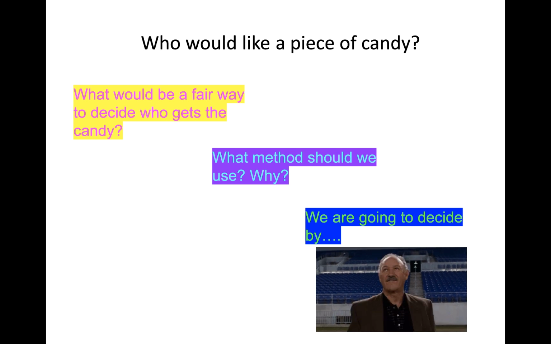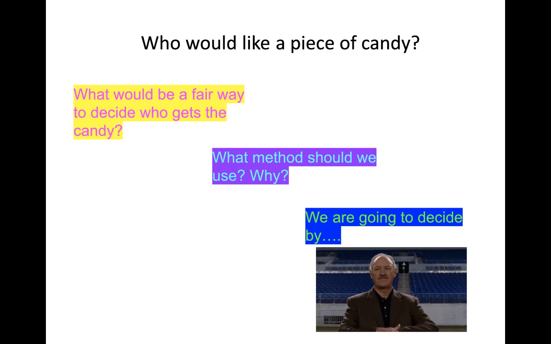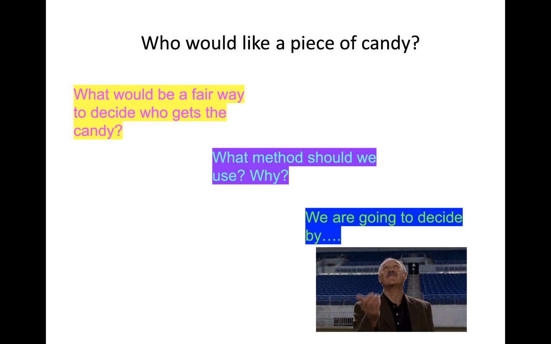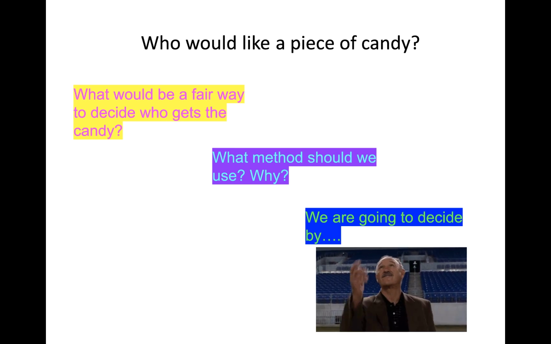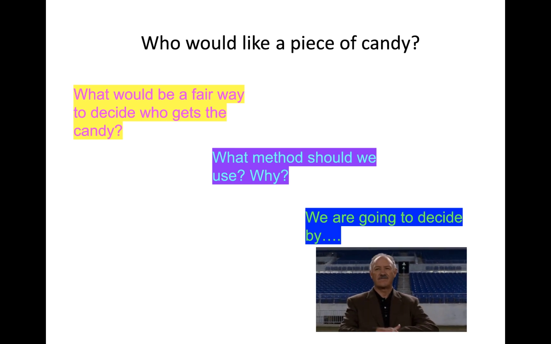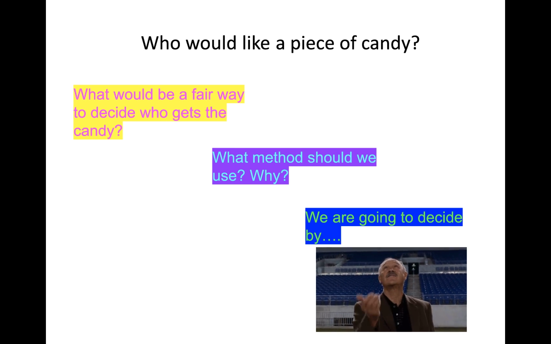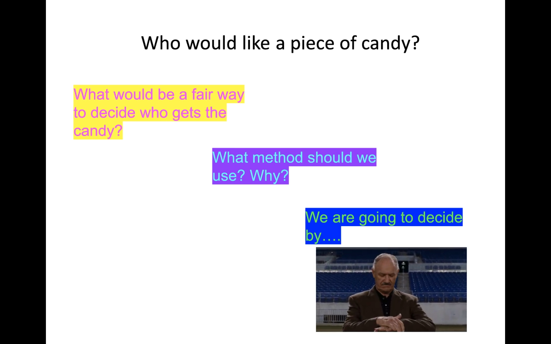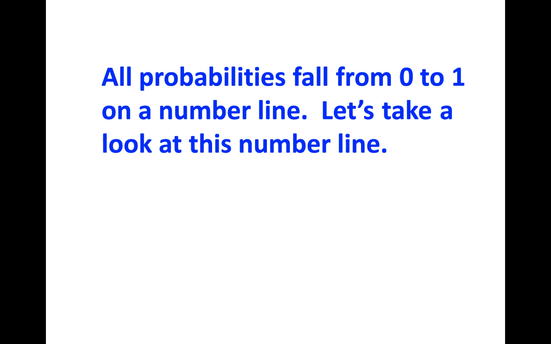So we could say person A, heads or tails. They pick heads. Person B has to pick tails. So then Miss Clover would flip the coin. And whatever the coin landed, whomever picked that would get the piece of candy. That would be a fair way to decide who gets the candy, right? Because everybody has a fair chance of getting the treat. Well, that's what probability is.